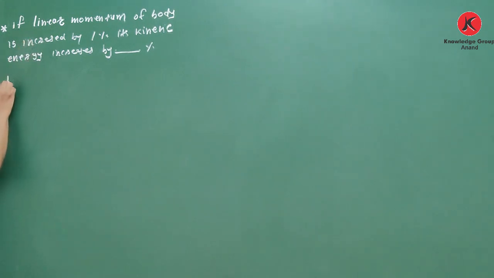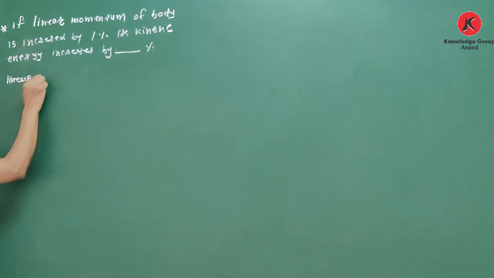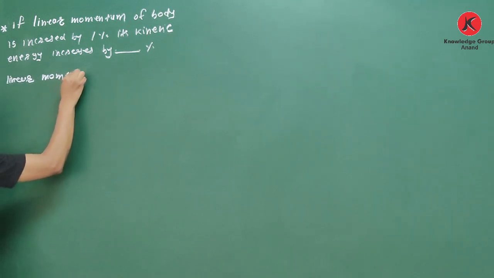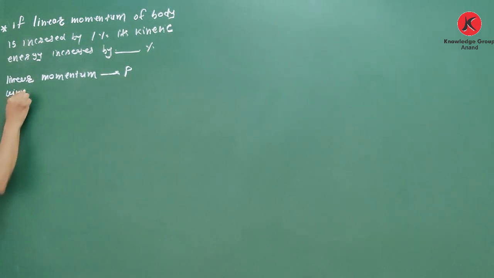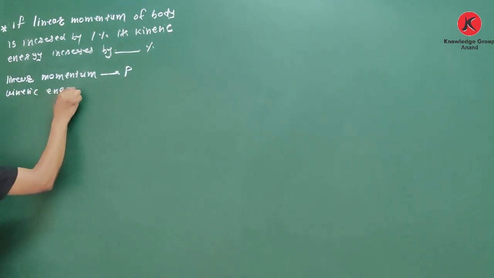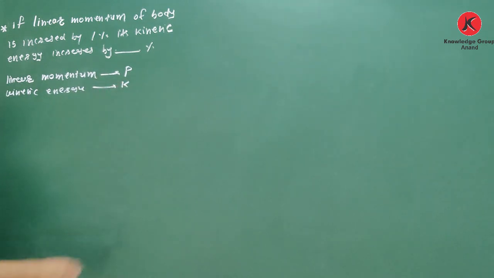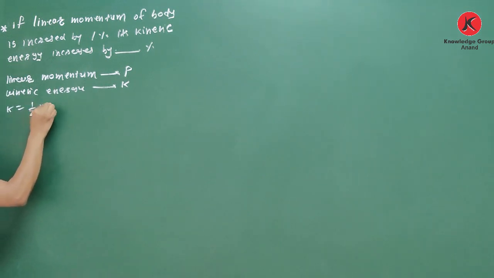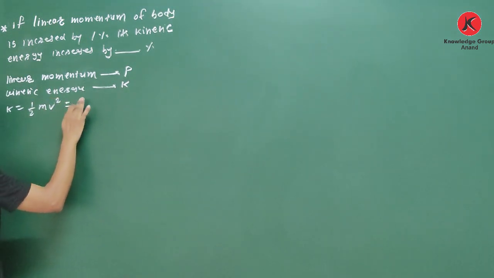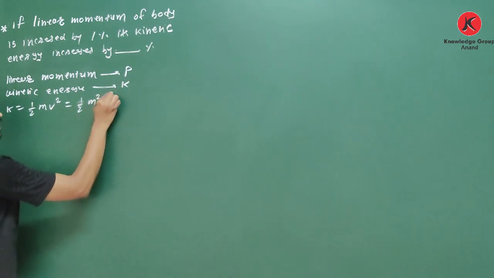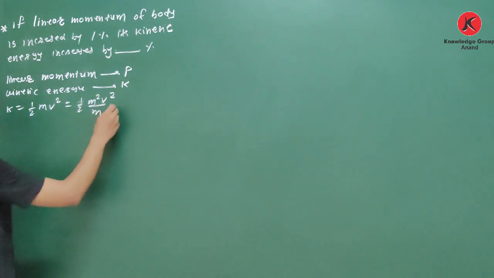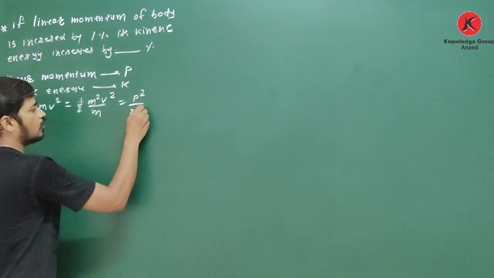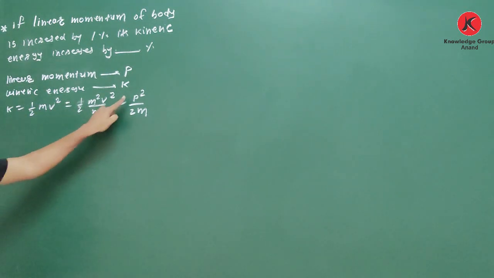One quantity is linear momentum, denoted by P, and another is kinetic energy, that is K. So what is the relation between these two quantities? Yes, we know kinetic energy K is equal to half mv square. If I multiply and divide by m, mv square becomes p square. So K is equal to p square upon 2m.